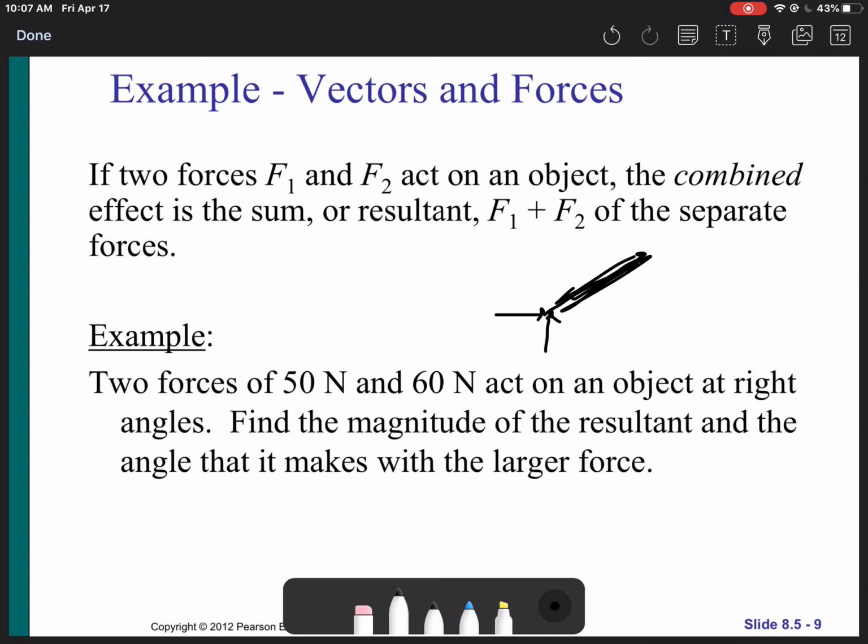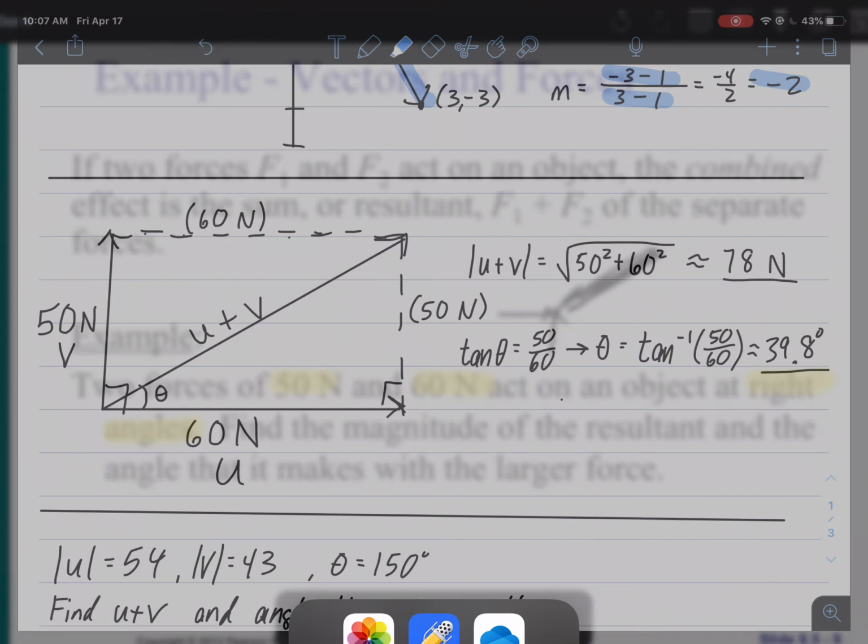So in this case, for this example, we have two forces, one of 50 newtons and one of 60 newtons. So that'll give you an idea of one of your units of force, the newton. So we have a force of 50 newtons and 60 newtons, two forces acting on an object at right angles. All right, so as I have in that little diagram, we're going to apply the forces at right angles to each other. We're asked to find the magnitude of the resultant and the angle that it makes with the larger force.